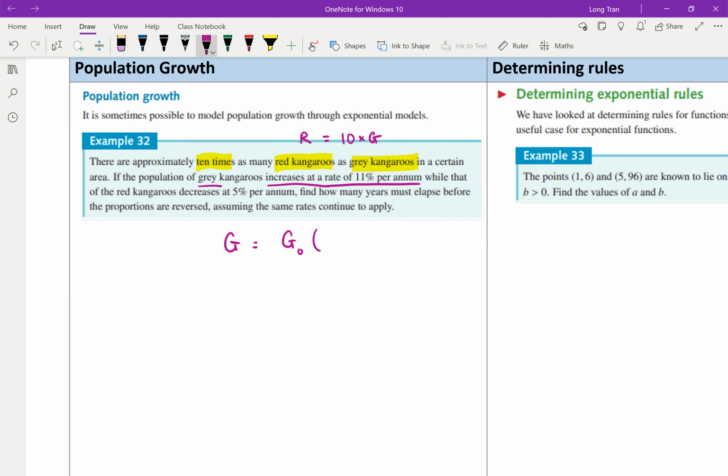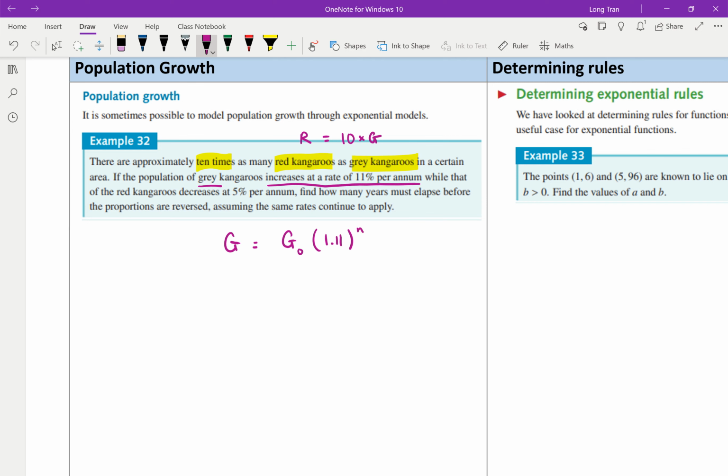So it's increasing by 11%, so it's 1.11. That's the rate of growth. So that means over time, let's say I call n the number of years. That's the exponential model for my grays.